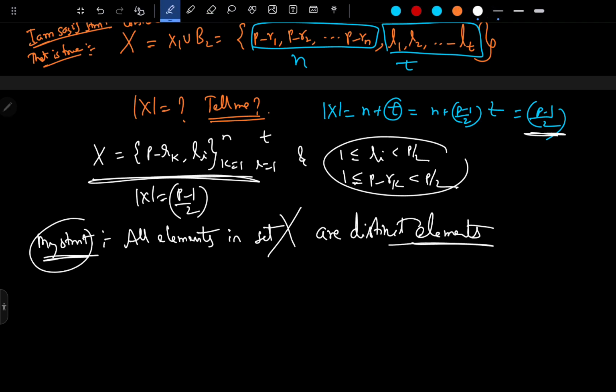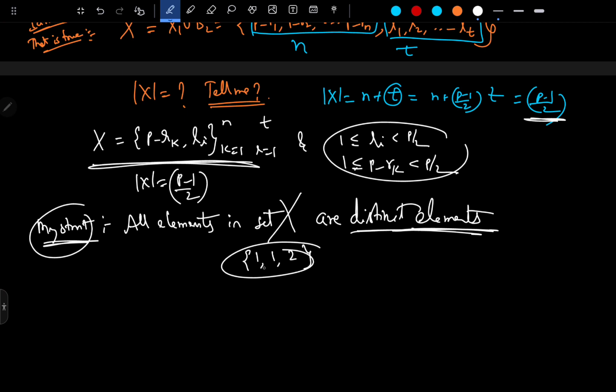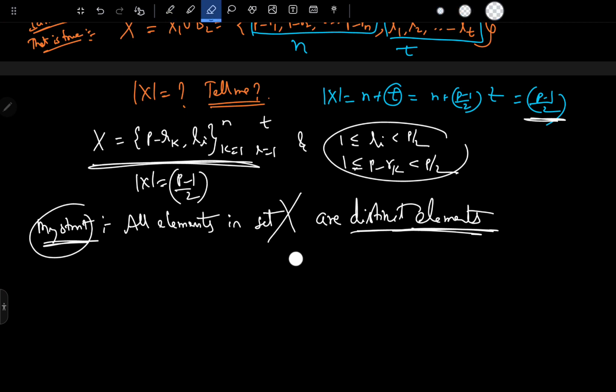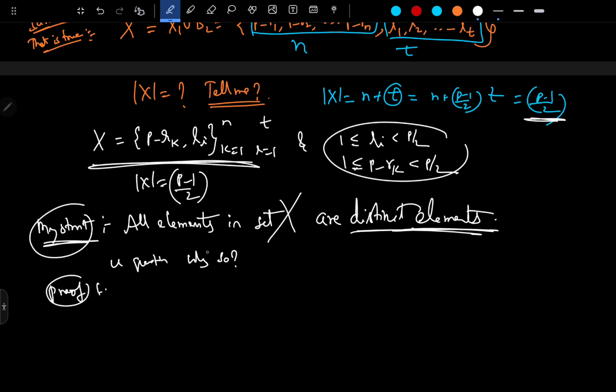What do you mean by distinct elements? Distinct elements means everyone is a different element. Let's suppose a set where two elements are the same, then it doesn't contain distinct elements. If it is 1, 2, 3, all numbers are different, so this set contains distinct elements. All elements in set X are distinct elements. This is my statement. Now you have to ask me why so. So now I will tell you the proof for this.